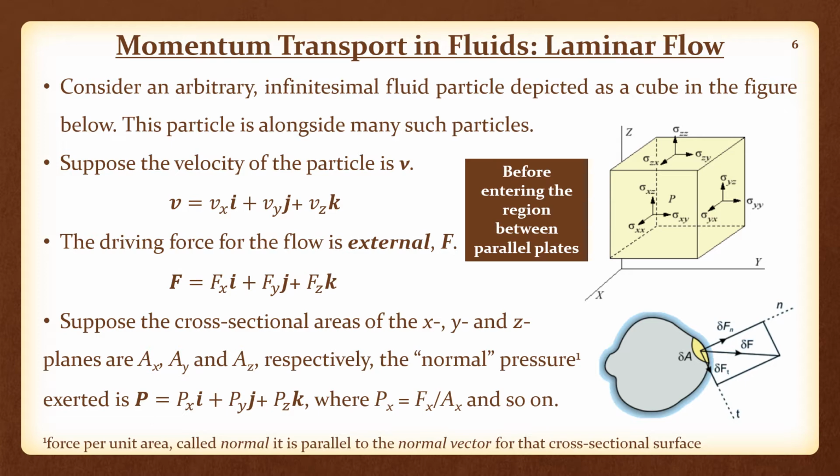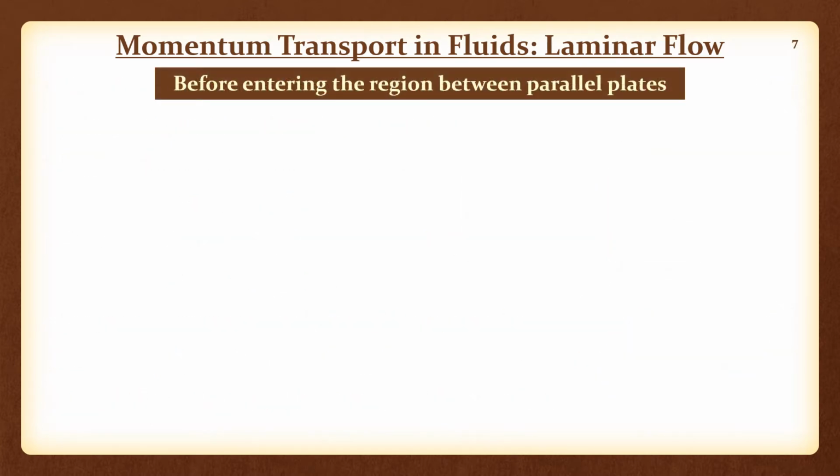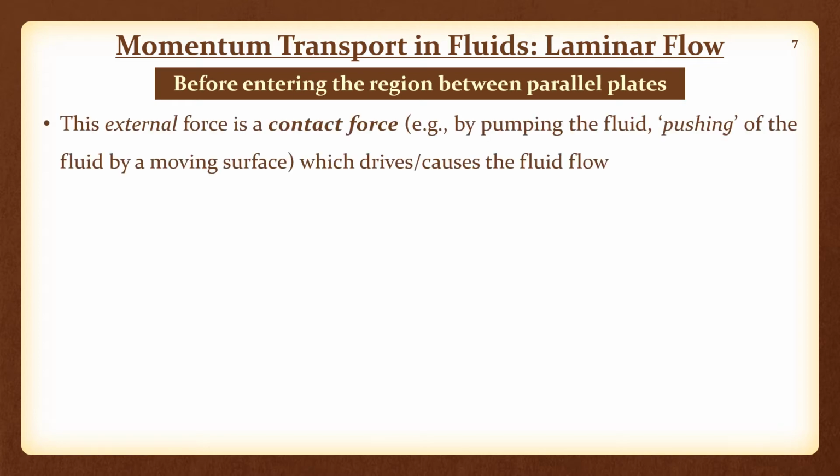Now, why is this called normal pressure? Because this is parallel to the normal vector for that particular cross-sectional surface, the x plane, y plane, and z plane. Now let us further consider how the fluid flows before the region between the two parallel plates.